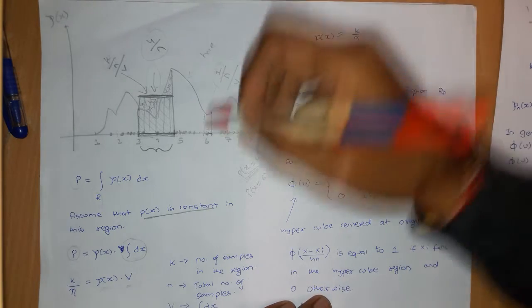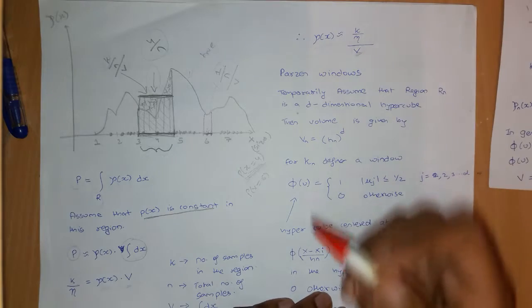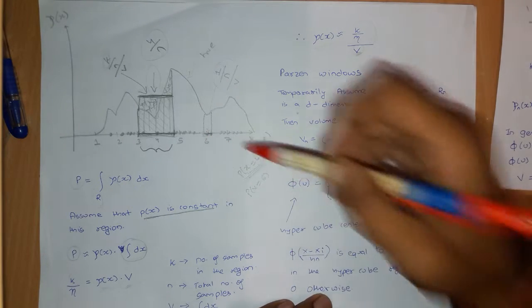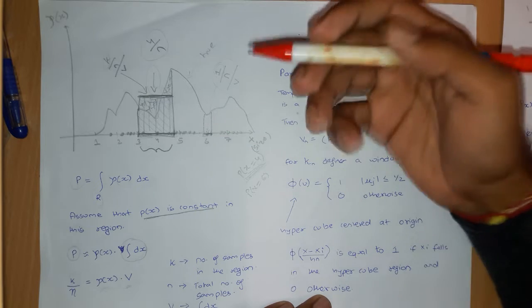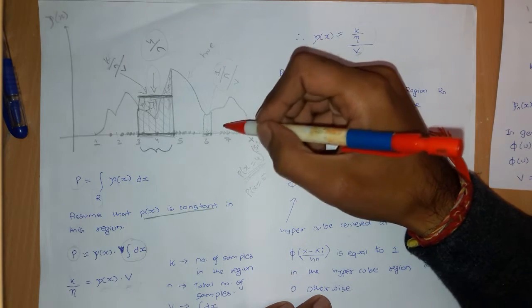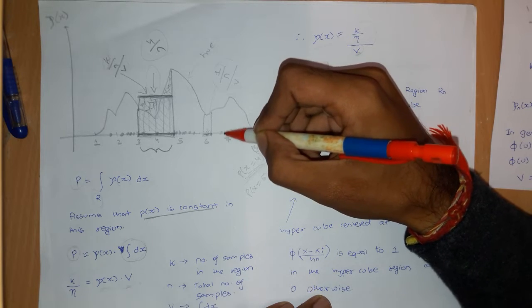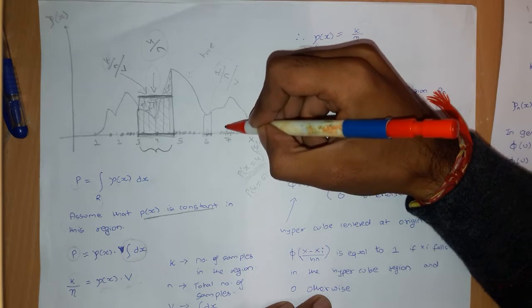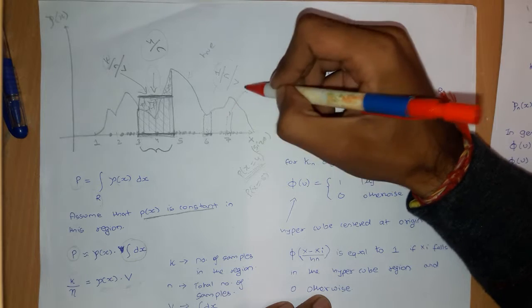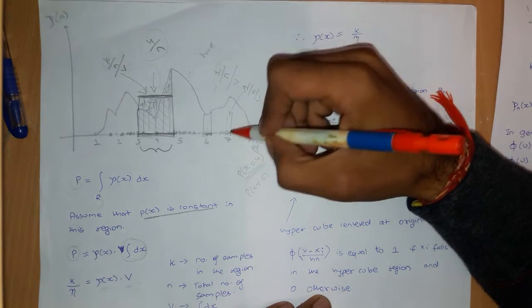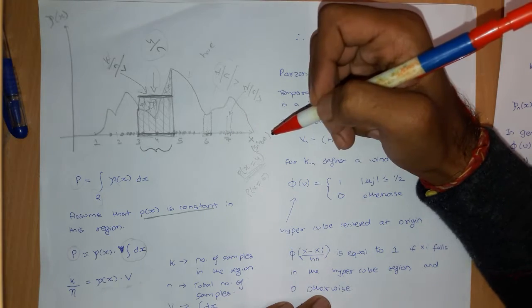You can see that this is a very bad estimate because there is only one sample. If you keep this region very small, you will get a very noisy estimate. Say I want the probability of 7, and again I take this much region, it will again give 1 upon n by v, which is not true. For 7 I have so many samples over here.